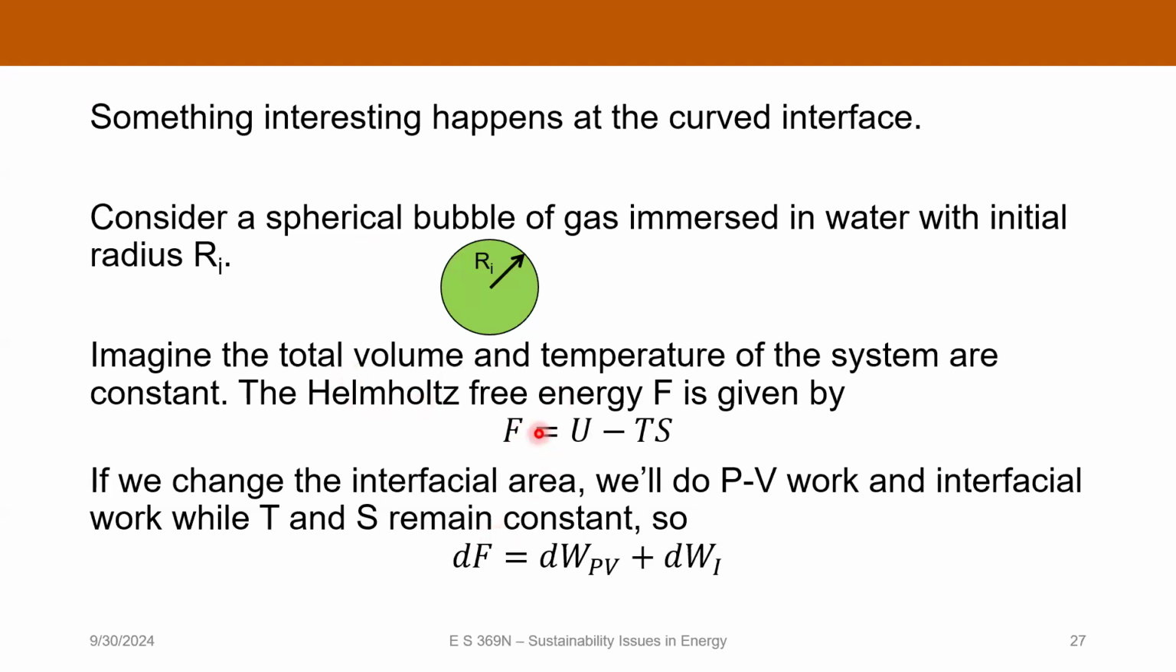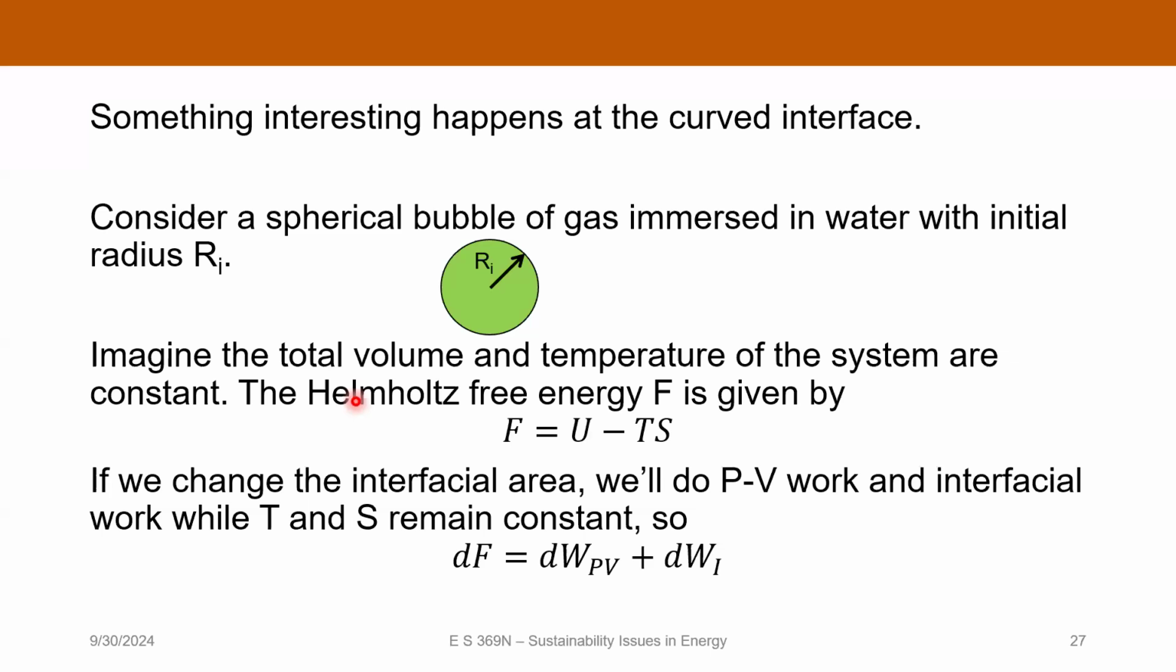We can define a property called the Helmholtz free energy, and that's simply obtained by taking the total internal energy and subtracting T times S, so T is temperature and S is entropy. And that gives us what's called the Helmholtz free energy.